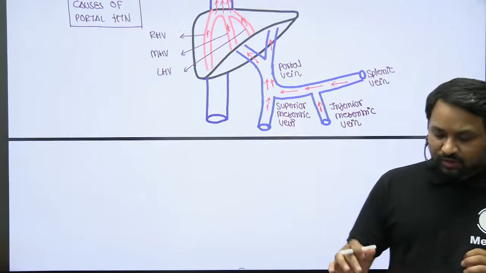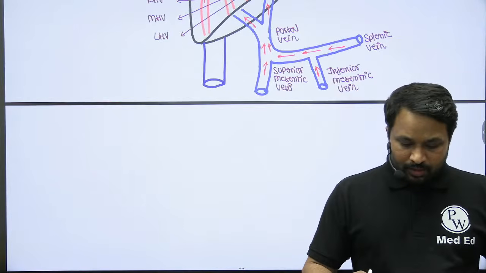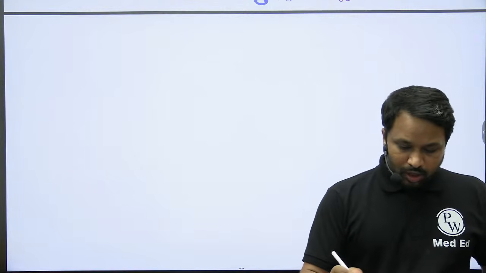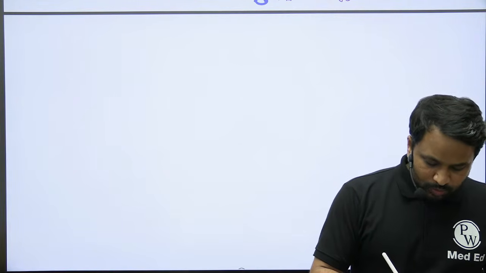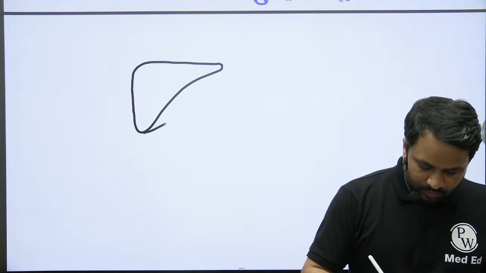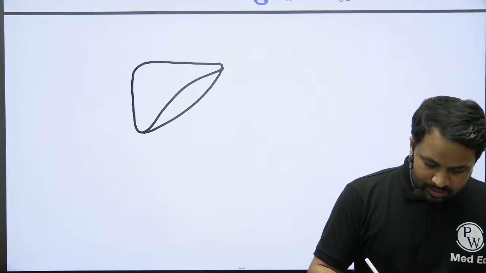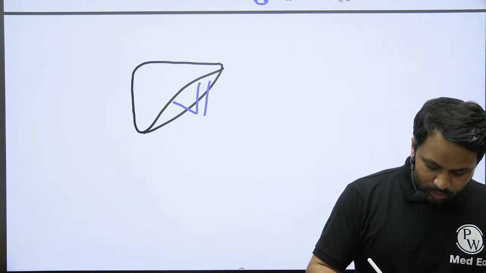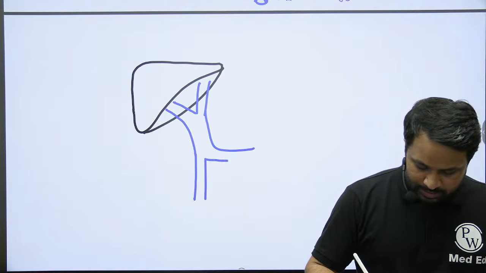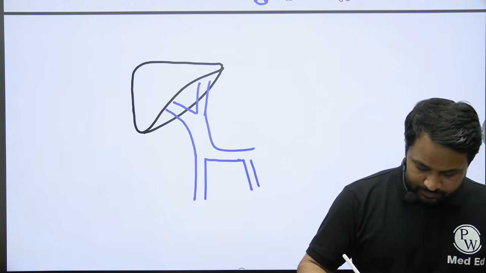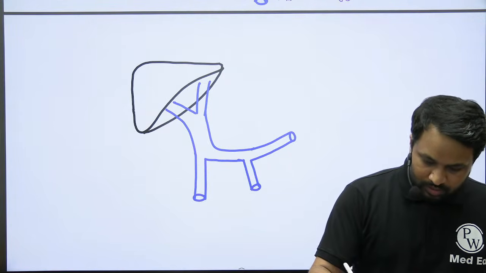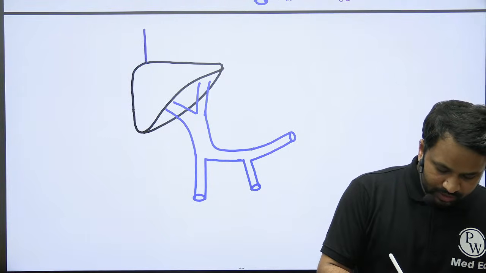Now, when we talk about the cause of portal hypertension, we're talking about the pressure in the portal vein increasing. So you need to know where exactly the cause is. This is going to be the liver. This is your left portal vein, the right portal vein, the common portal vein, superior mesenteric vein, splenic vein, inferior mesenteric vein, and it continues off. This happens to be your inferior vena cava.